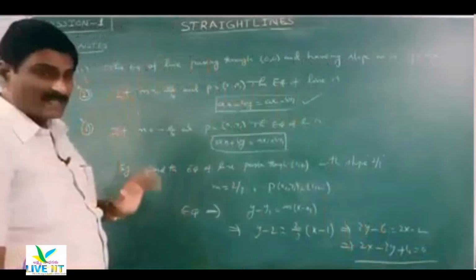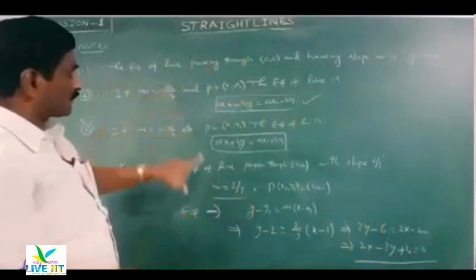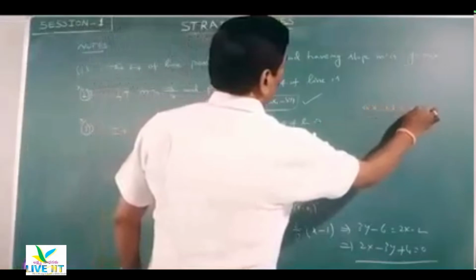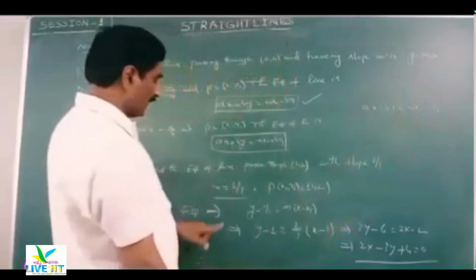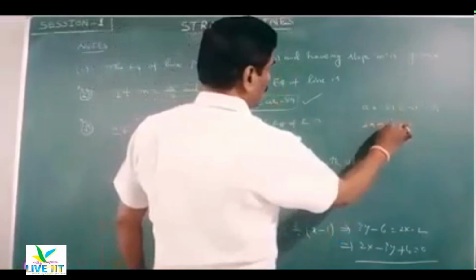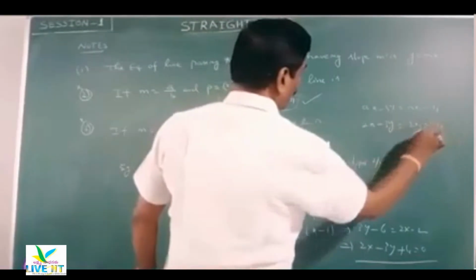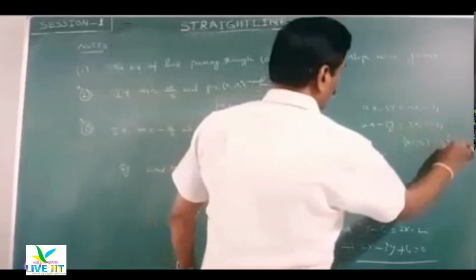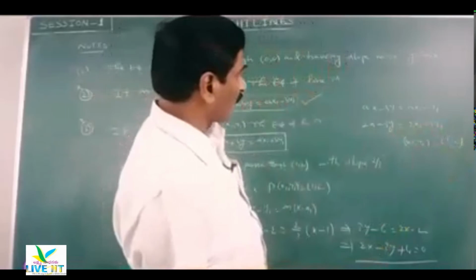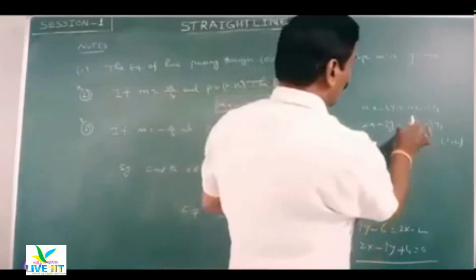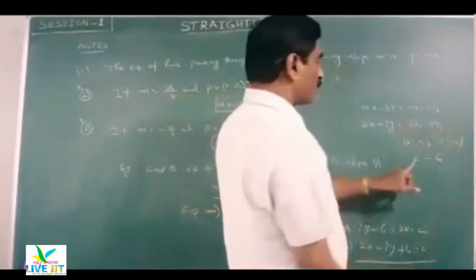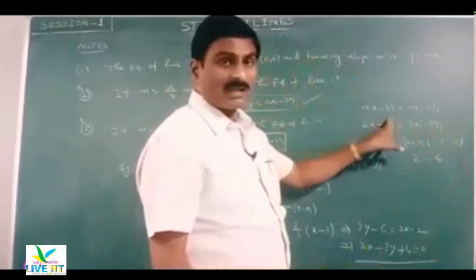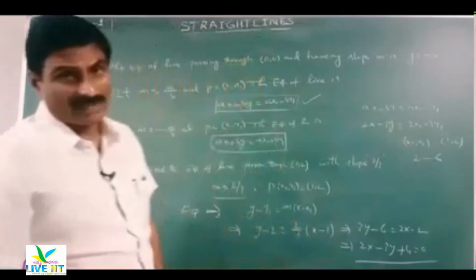By using this property, we can simply find it in this way. M is equal to 2 by 3, that means it is in the form of a by b. What is the equation of the line? Ax minus by is equal to ax1 minus by1. It is a simple formula: the equation of the line is 2x minus 3y is equal to 2x1 minus 3y1. x1, y1 is nothing but the point, which is (1, 2). Substitute this point in the equation: 2 into 1, 2 minus 6, that means minus 4. So 2x minus 3y plus 4 is equal to 0. Using this formula, we find the equation directly.